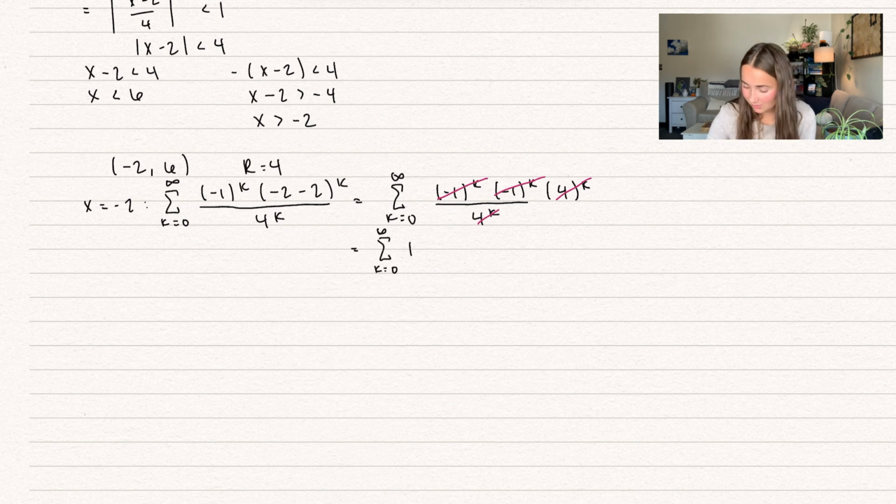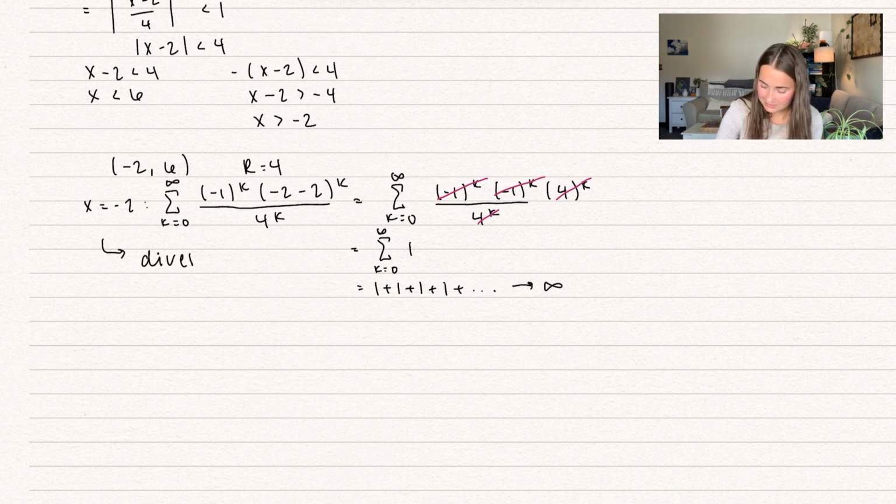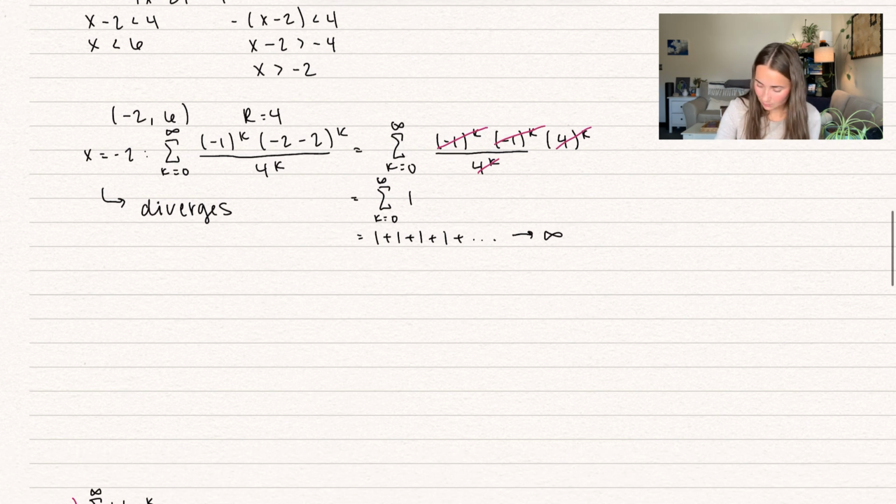Now, really what this is doing is it's adding up 1 an infinite number of times. And so this is going to go ahead and diverge to infinity. So when x is equal to -2, this diverges. So we cannot include this endpoint. Let's go ahead and see what happens when we have +6. So we have x is equal to 6. We have the summation k equals 0 to infinity, (-1)^k, (6 - 2)^k, divided by 4^k.